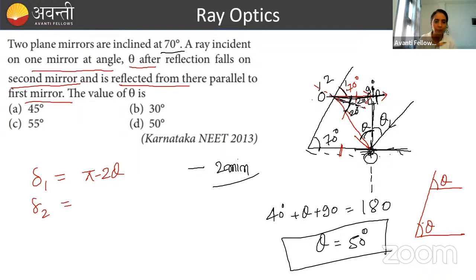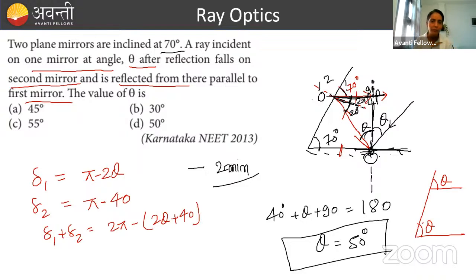Delta 2 will be equal to, for the second surface, the angle of incidence is 20 degrees. So that is pi minus 40. So the deviation will be delta 1 plus delta 2, that is 2 pi minus 2 theta plus 40. So we will add these two, right? So this is the deviation, but the question is not solved, is it?